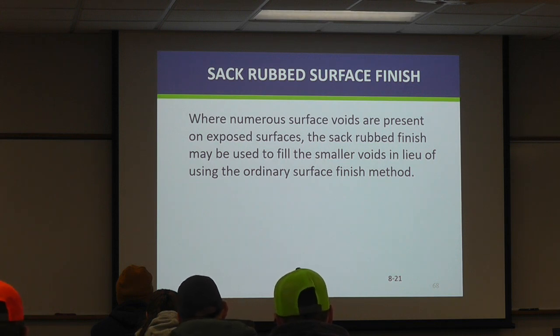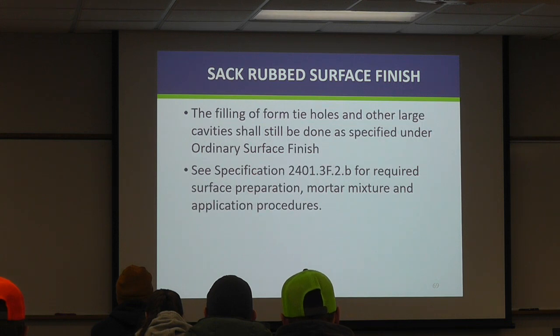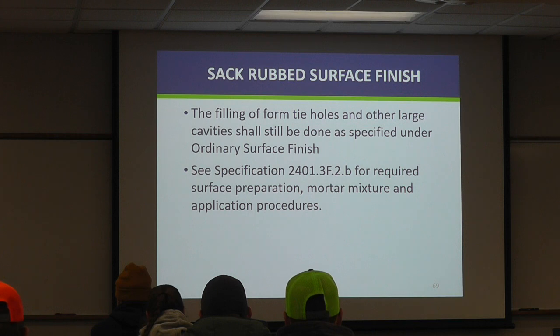Sack rub, sometimes they literally do a sack rub of that material over the whole surface, and that will enable them to fill in all those voids instead of using just ordinary on the spot here, spot there. And so the sack rub oftentimes might be easier for them. And I just mentioned the form tie holes, that has to be done under ordinary. And then there's other specs there.